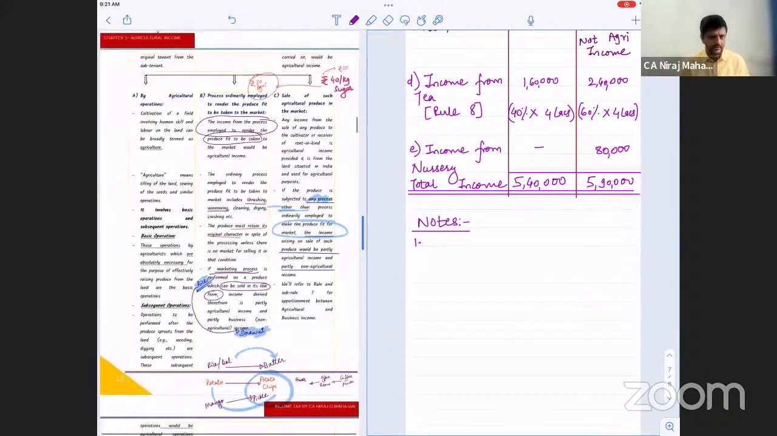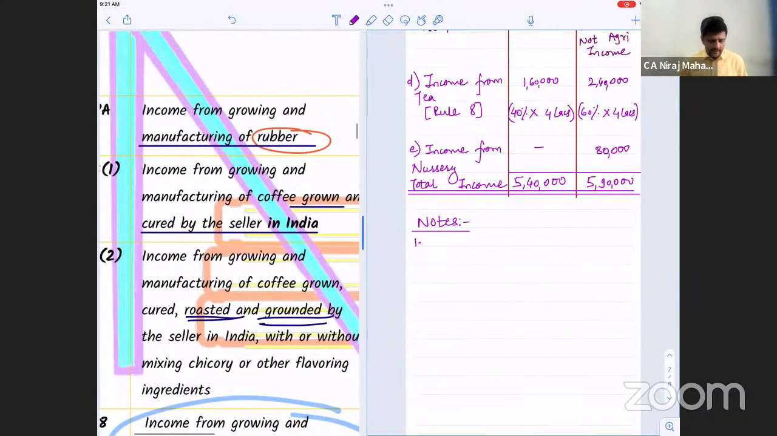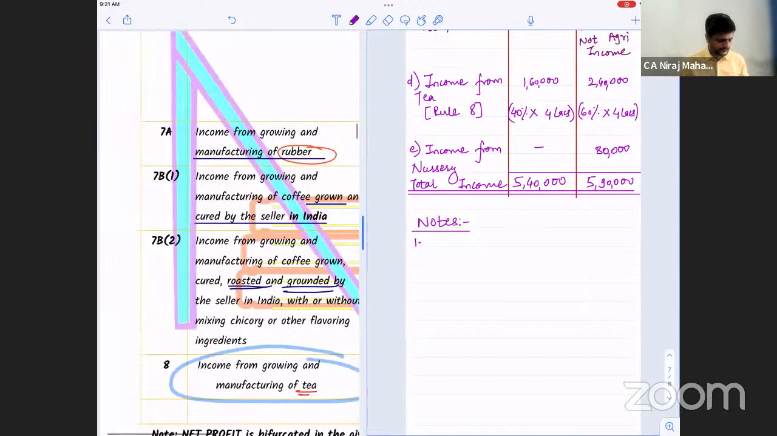So check here. What is my rule? Income from growing and manufacturing of rubber. Now, which rubber are you thinking? That white produced from the tree? No, we are talking about anything which we are selling that uses rubber plant or rubber trees. Understood, Leah? So tire, rubber band, whatever you can think of, wherever you use this rubber element, that is covered in Rule number 7. Okay. All right, all of you.